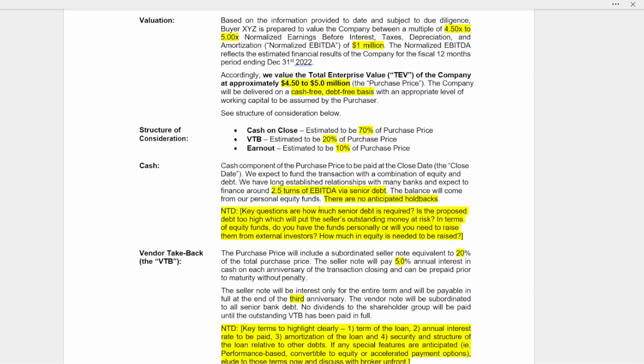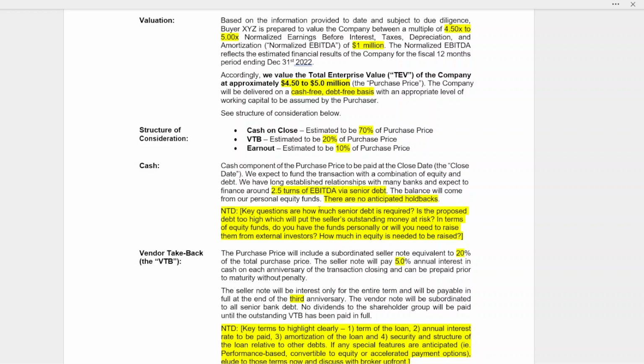So they're very clearly explaining to you exactly what they expect to finance versus what they expect to put in on their own, and they're telling you where their money is coming from. So this is a very clear section. This is what you want to do. You want to eliminate the seller's concerns around your ability to close, where the money's coming from, how much debt you're putting on.